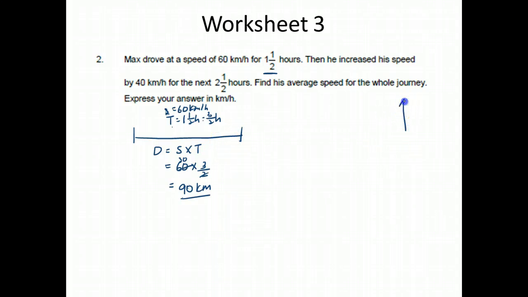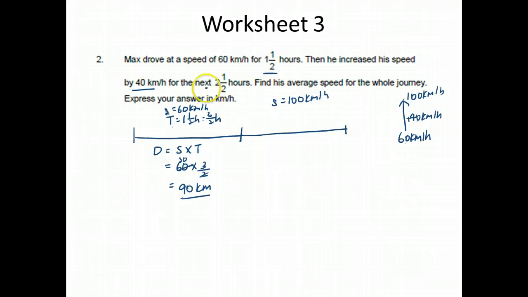He then increased his speed by 40 kilometer per hour. Increase the speed from 60, increase by 40, so increase by 40 kilometer per hour. My speed will be 60 plus 40, be 100 kilometer per hour. So increase again. The speed now is 100 kilometer per hour for the next 2.5 hours. So time taken will be 2.5 hours, which is 5 out of 2 hours.